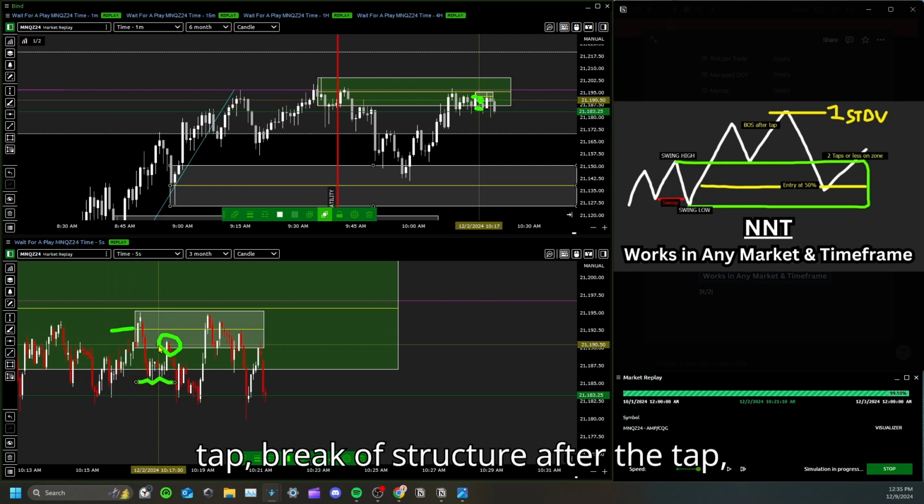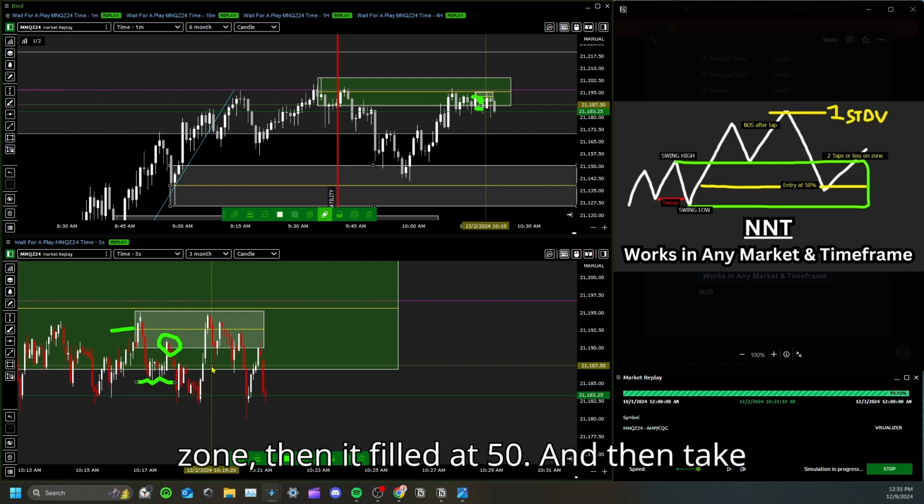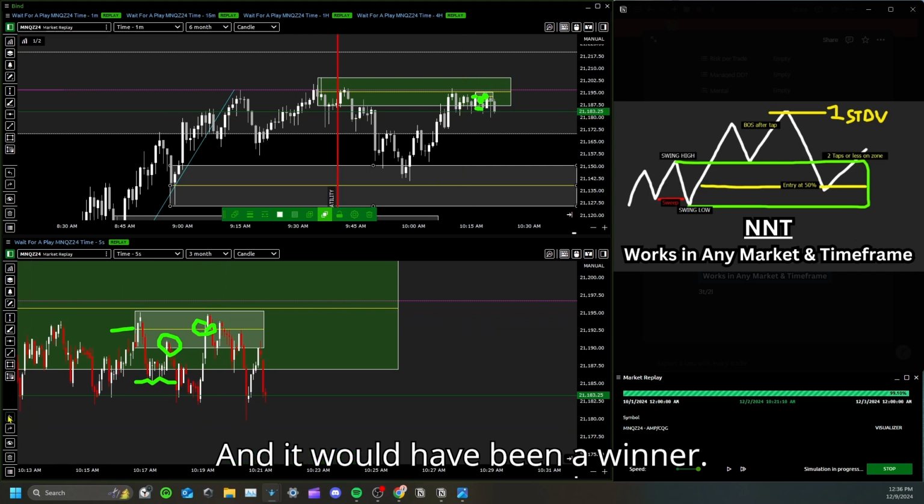Breakup structure after the tap. And then that's it. It's all requirements. Standard deviation, 100% away from the zone. Then it filled at 50. And then take profit, and your stop one tick above. And it would have been a winner.